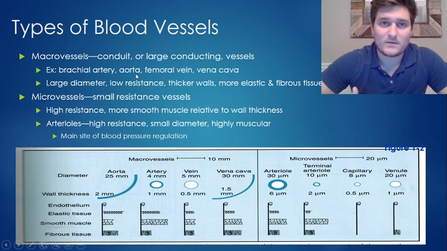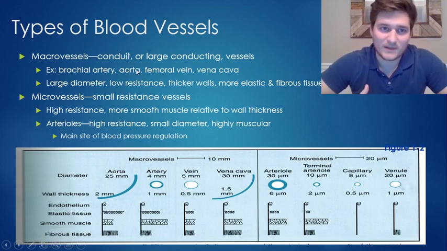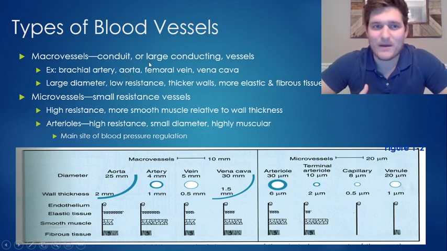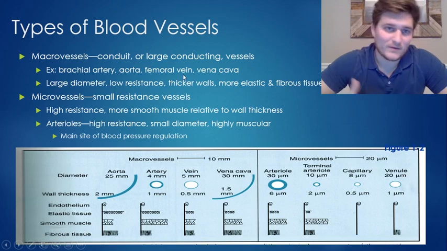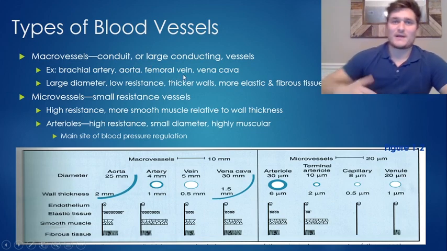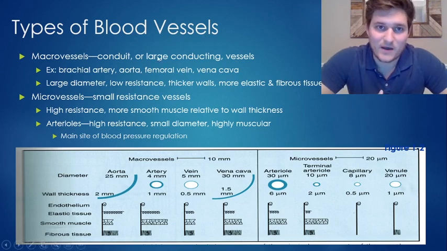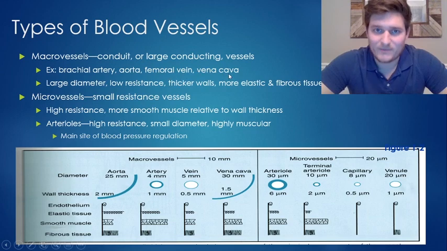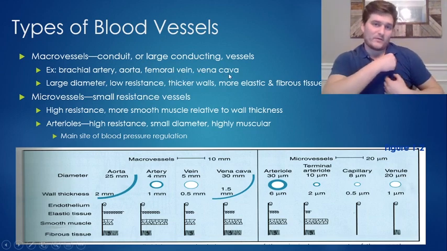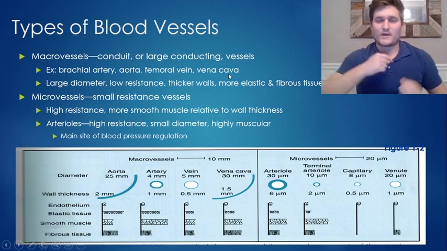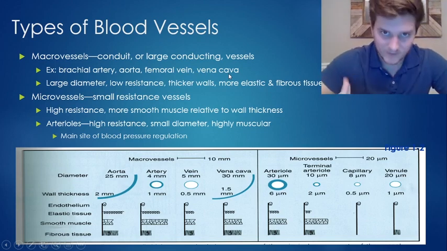The aorta, we know, is where blood is collected from the left ventricle to be distributed out to the arterial side. We also have here an example of the femoral vein. That is a vein within the leg that helps collect blood flow and return it back to the heart. The vena cava, the superior and inferior vena cava, help bring venous blood back into the right atrium.